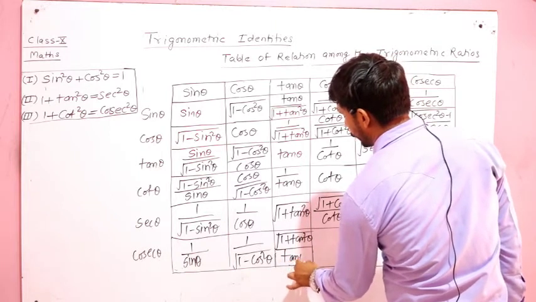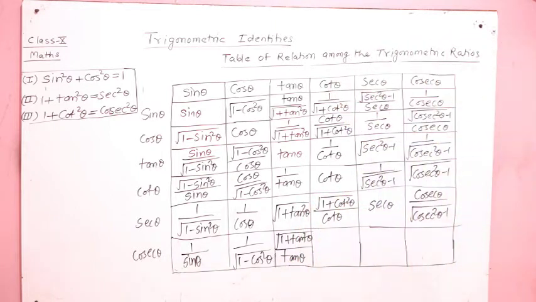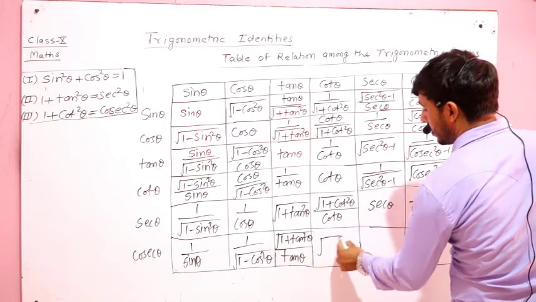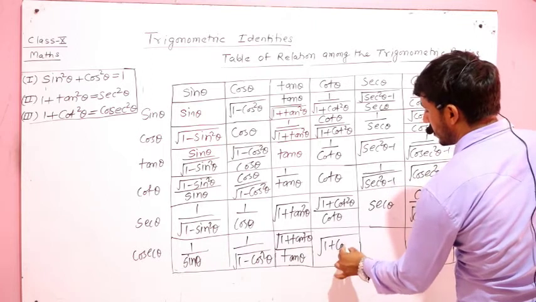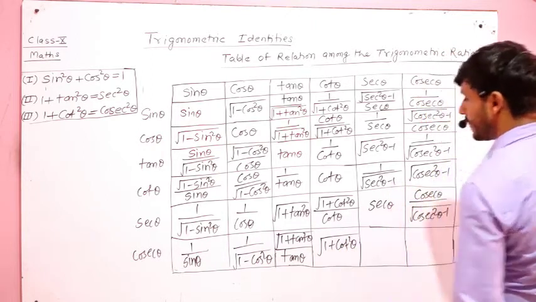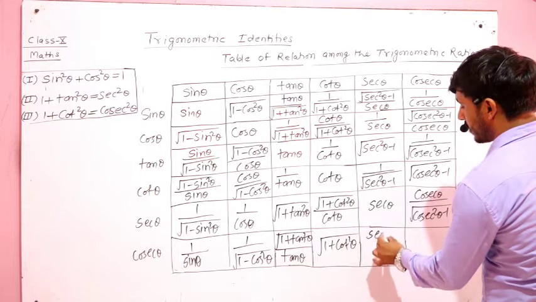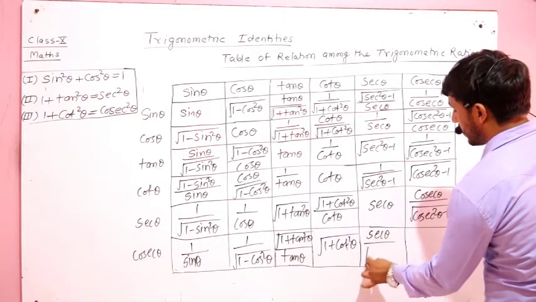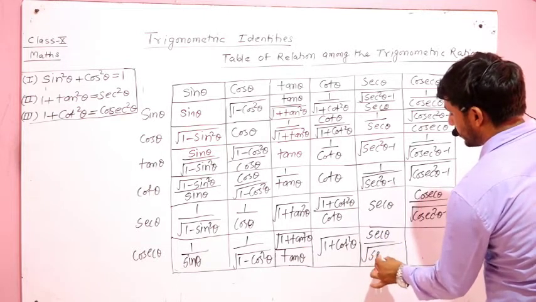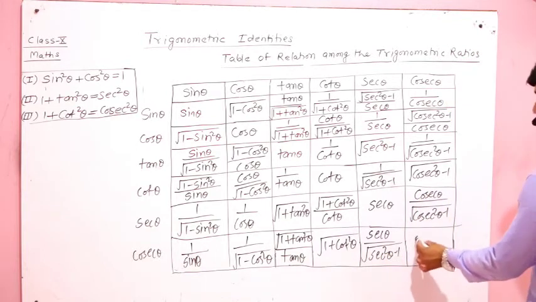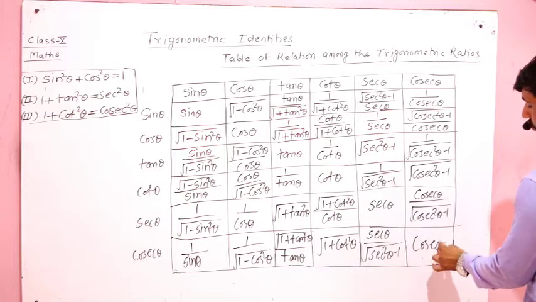The next part, cosec theta in terms of cot theta, and that is given as root of 1 plus cot square theta. And the next part, we have to find cosec theta in terms of sec theta, and that can be given as sec theta divided by root of sec square theta minus 1. And cosec theta in terms of cosec theta can be given as cosec theta.